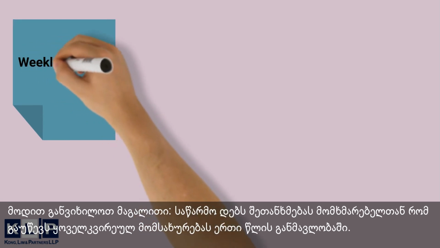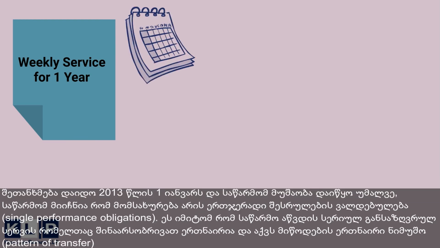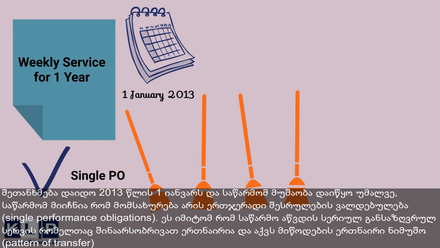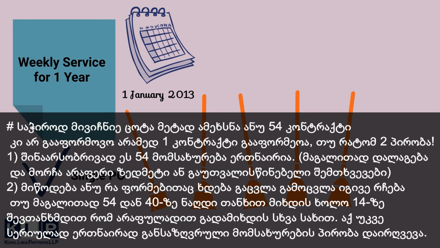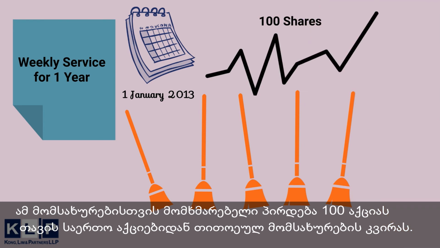An entity enters into a contract with the customer to provide a weekly service for 1 year. The contract is signed on 1st of January 2013 and work begins immediately. The entity concludes that the service is a single performance obligation. This is because the entity is providing a series of distinct services that are substantially the same and have the same pattern of transfer. In exchange for the service, the customer promises 100 shares of its common stock per week of service.